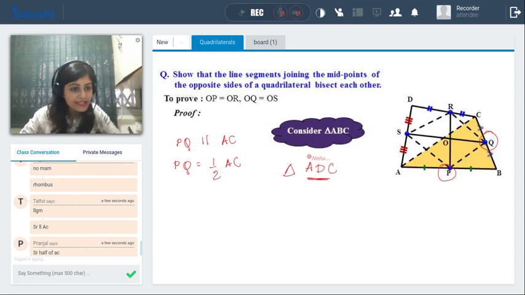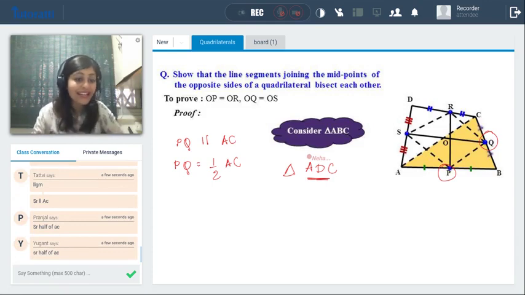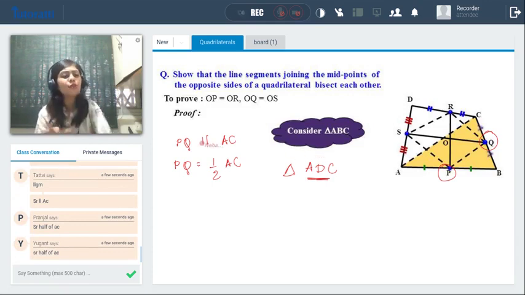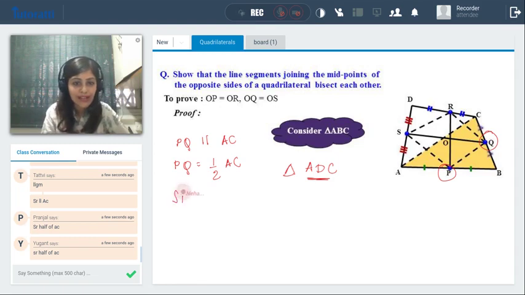Okay, Tatvi says SR parallel to AC. Pranjal says SR half of AC. Okay, both of y'all are perfectly correct. Yes, Yugant, SR is half of AC. So let's use both the results, right? Midpoint theorem gives you two things at a time. That's so nice, right? From one thing, you get two results. So let's do one thing. What do I understand? SR is parallel to AC and SR is half of AC.